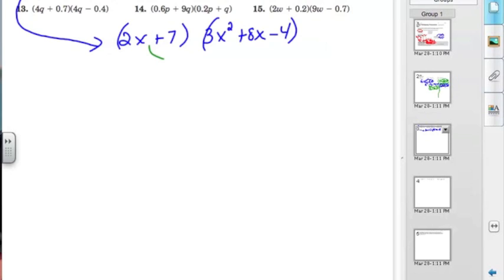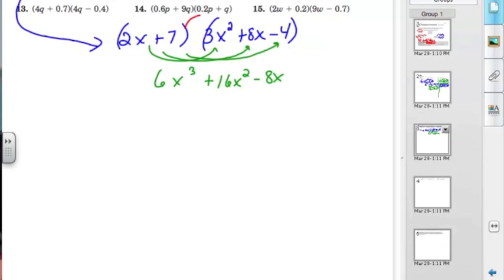So I'm going to take 2x, multiply it here. I get 6x cubed. 2x multiplied here, I get 16x squared. Positive times positive is plus. 2x multiplied by negative 4, negative 8x. So the 2x has now been multiplied through.